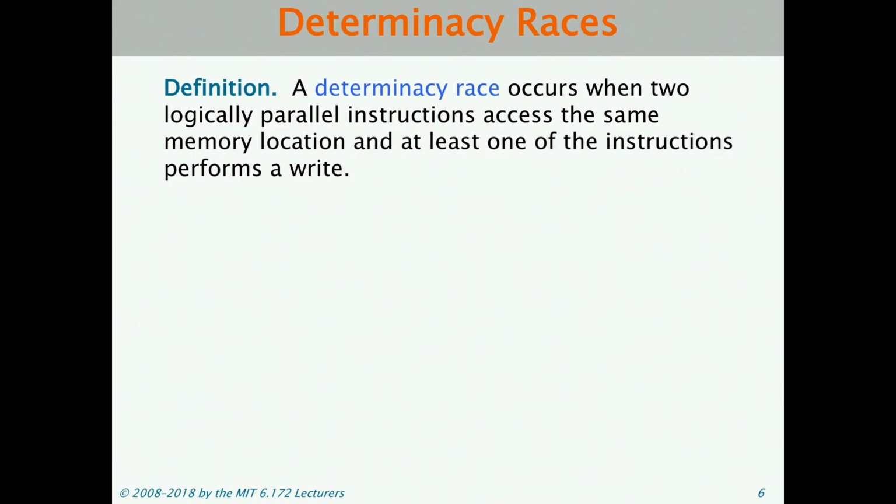OK, so what is a race? A determinacy race is one of the most basic forms of races. A determinacy race occurs when two logically parallel instructions access the same memory location, and at least one of these instructions performs a write to that location. So let's look at a simple example.